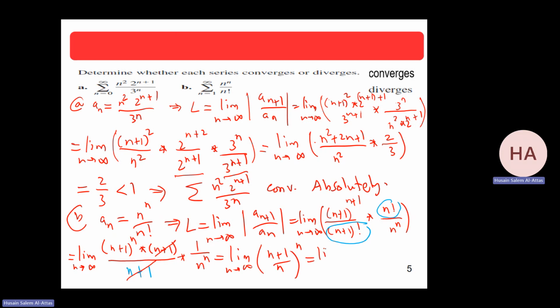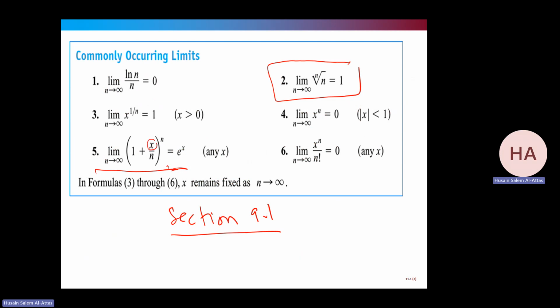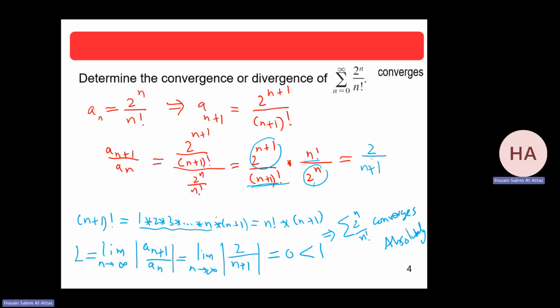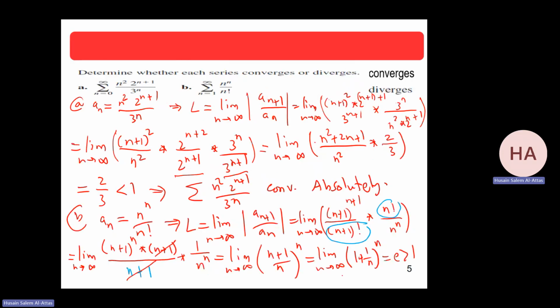In other words, this is the limit as n goes to infinity of (1 + 1/n) to the power n. If you notice, this is similar to this exactly, where my x is 1. So this will be e, which is greater than 1. That means this series diverges since L is greater than 1.